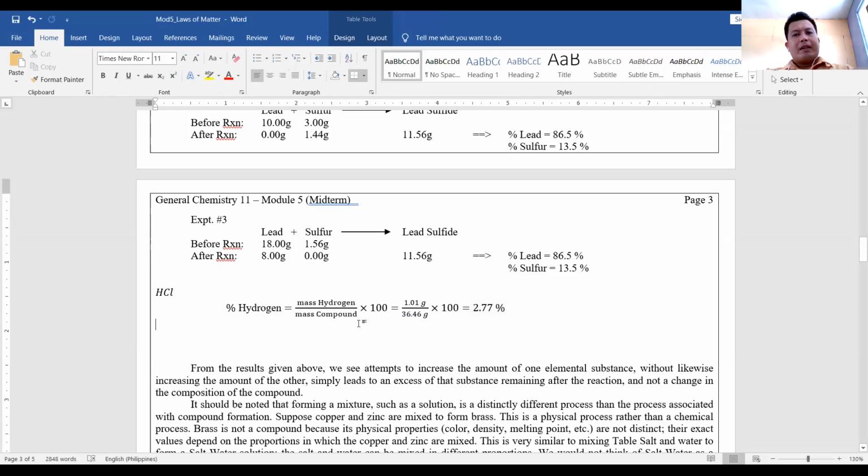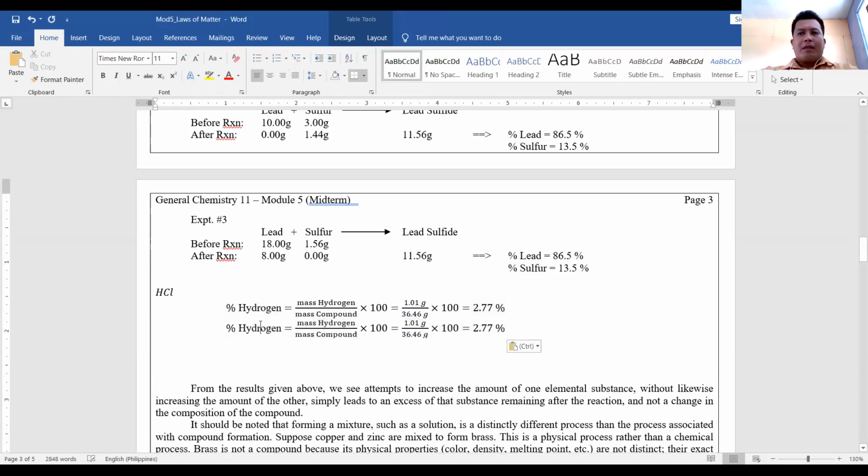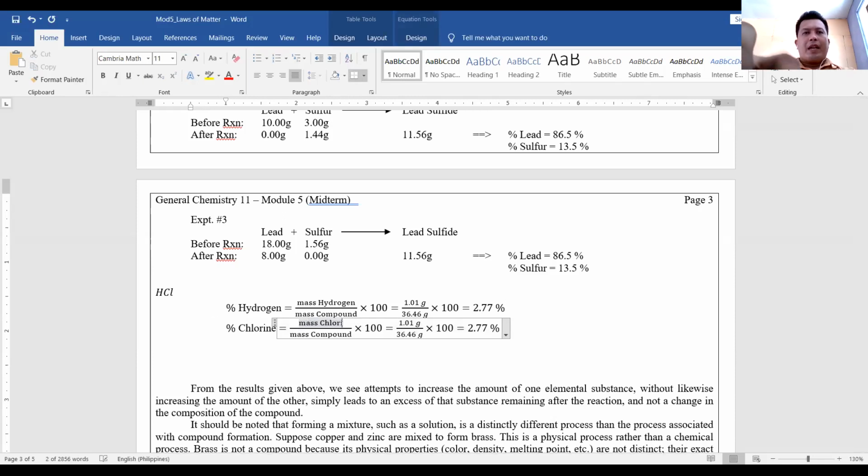Similarly, if we're going to find the percentage composition of chlorine, spell chlorine, C-H-L, the percentage composition of chlorine is the mass of chlorine divided by the mass of the compound. And then the mass of chlorine is 35.45. So 35.45 divided by 36.46 times 100. You'll get the answer 97.23.